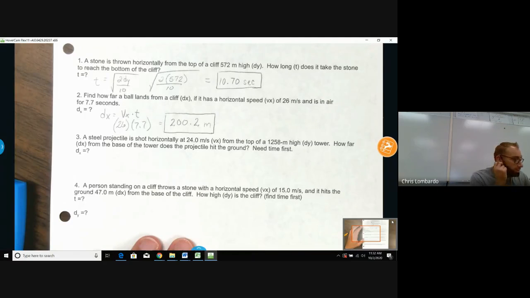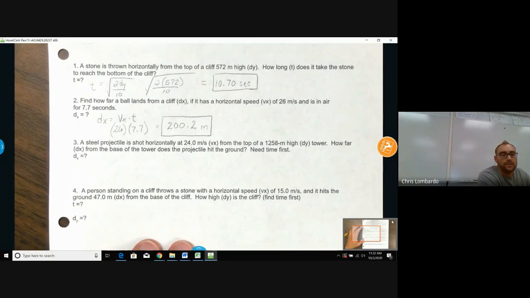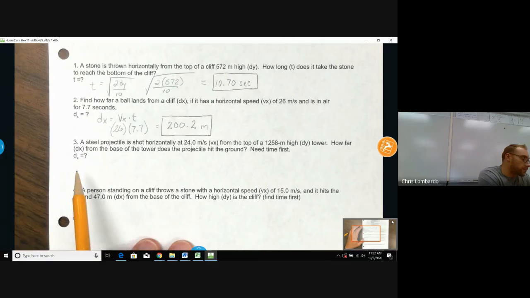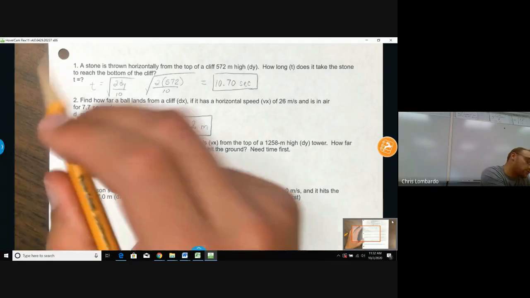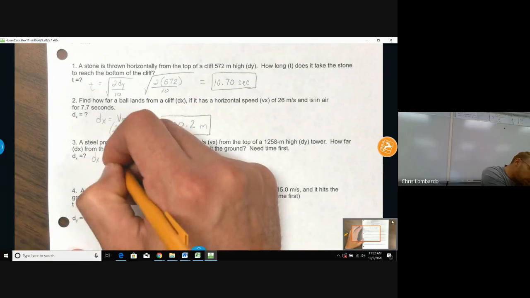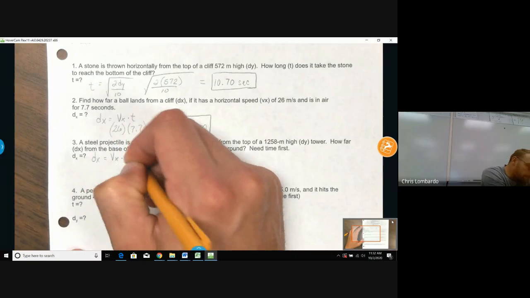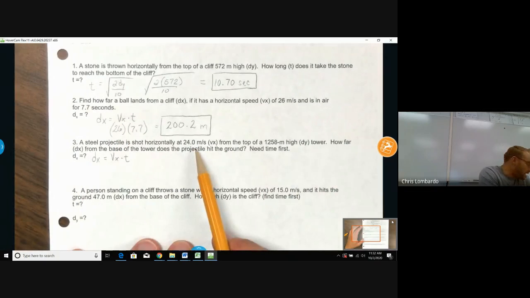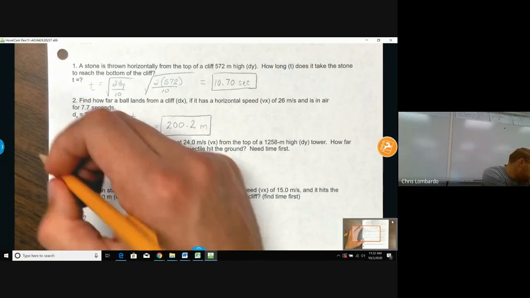So a steel projectile is shot horizontally 24 meters per second from the top of a 1,258 meter high tower. How far from the base of the tower does the projectile hit the ground? And I put need time first as our little hint here. So we're asked for dx. So because we already should have the equation like we had for the previous problem, it would be Vx times time. We do have Vx. That's 24.